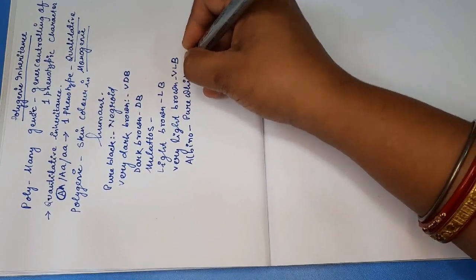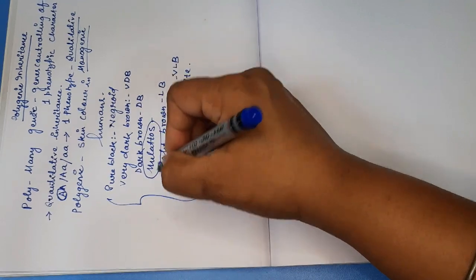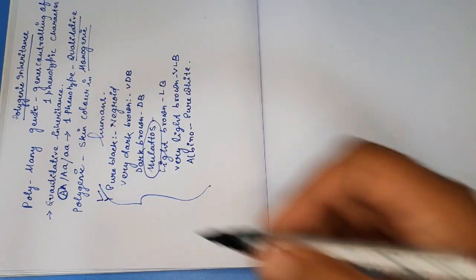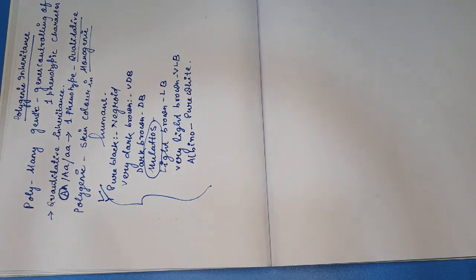So you see here you are getting a gradation of characters, and altogether you are getting 1, 2, 3, 4, 5, 6, 7 expressions of 7 phenotypes, having the mulattoes at the middle, pure black at the dominant extreme, and albinos at the recessive extreme. Having said this, let us again come back to the concept of quantitative traits.